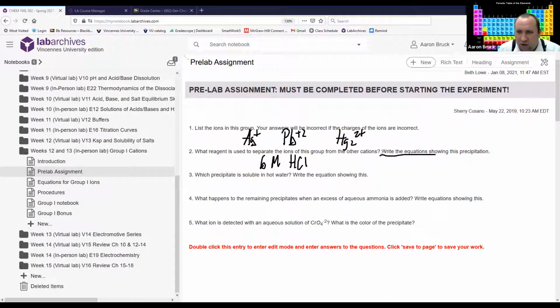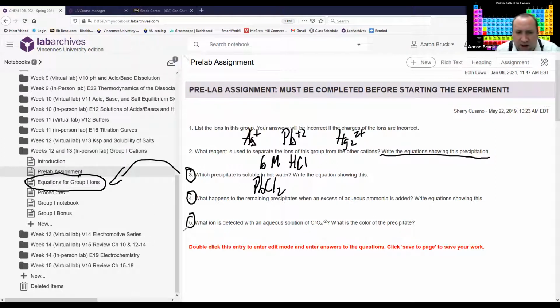You are going to have to write the equations in here. I will not give them to you, but I would direct you toward this little page here, which tells you all of the equations that you need for the experiment. And then these come as just a matter of, can you read through the procedure and find the answers? So which precipitate is soluble in hot water? We already discussed that before. It's the lead chloride. But show the equation that goes to that. And again, I would point you to this right there.